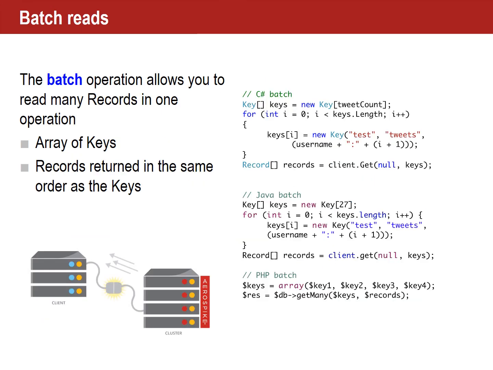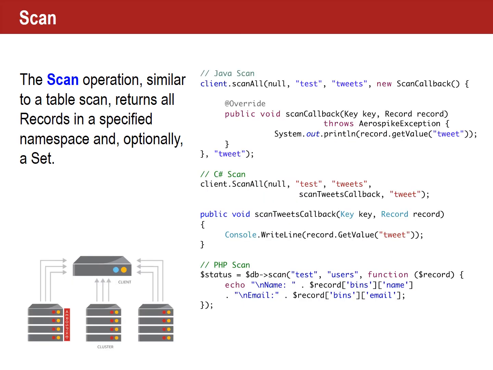So the batch operation allows you to read many records in one operation by sending an array of keys, and the records are returned in the same order as the order of keys in the array. Now, you just have to make sure that you have enough memory in the client to hold your result set. In a scan operation, you are scanning all the records in a given namespace and you can optionally specify a set in the namespace. And here, you consume the records as they arrive. So the data is pipelined. So that's the difference between scan and batch index read.